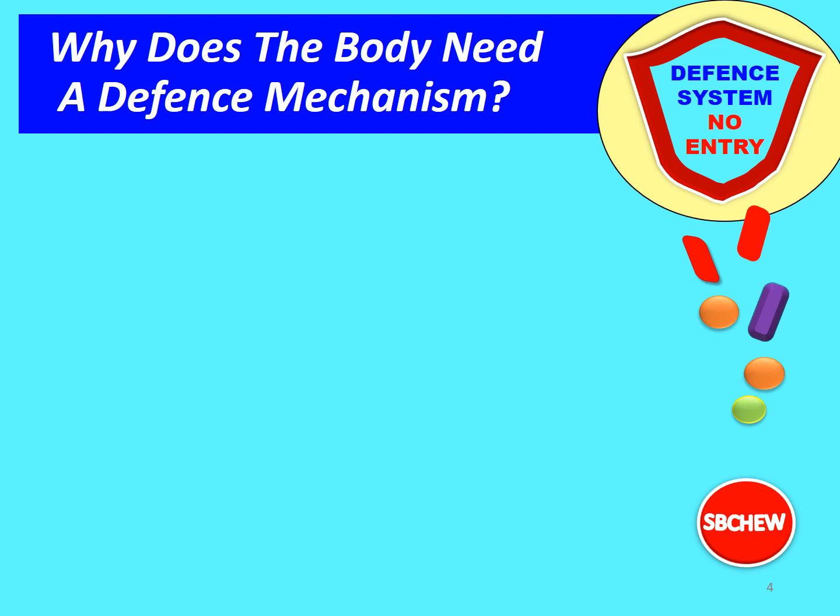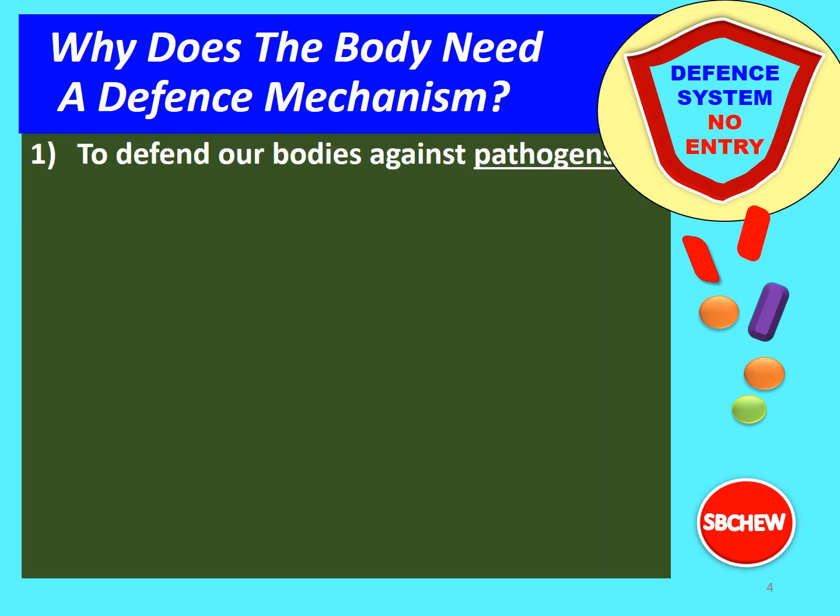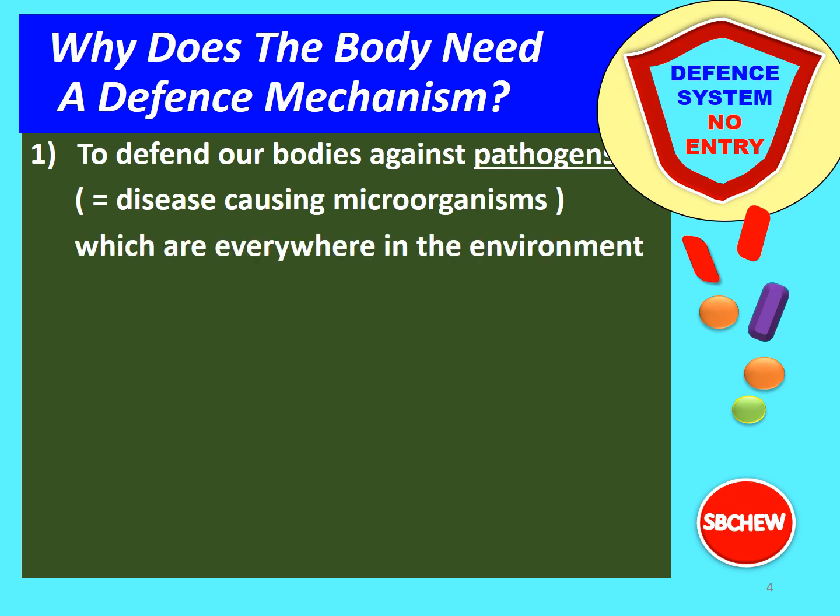We also have physical barriers such as the skin and the mucous membranes to prevent entry of dangerous microorganisms which cannot be seen with the naked eye. So the first reason why we need the defense mechanism is to defend our bodies against pathogens. And we must know the meaning of the word pathogens. They are disease-causing microorganisms. So please remember this term, pathogens, which are everywhere in the environment and invisible to us. So that's why they are very dangerous, because we cannot see them with our eyes.